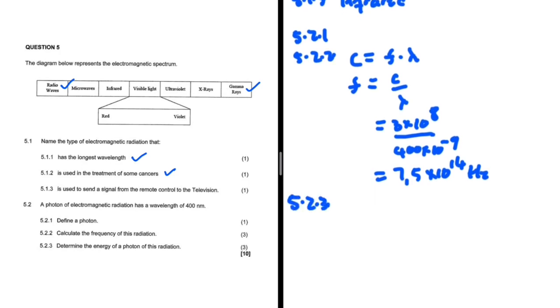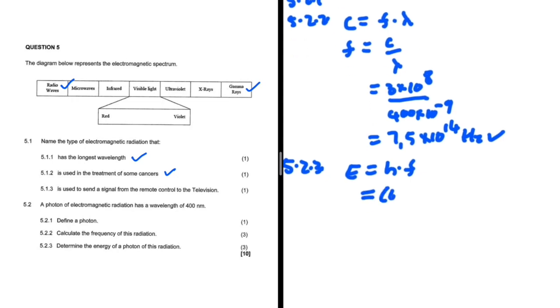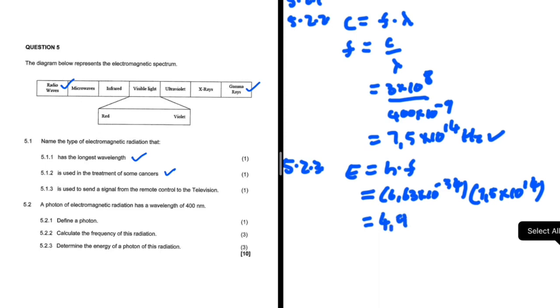5.2.3. Determine the energy of the photon of this radiation. Another easy equation, to be honest. Well, the energy is equal to Planck's constant multiplied by the frequency. We just calculated the frequency in 5.2.2, so we can go ahead and use that. Planck's constant, 6.63 times 10 to the minus 34. The frequency, 7.5 times 10 to the power 14. This is equal to 4.97 times 10 to the power minus 19 joules.